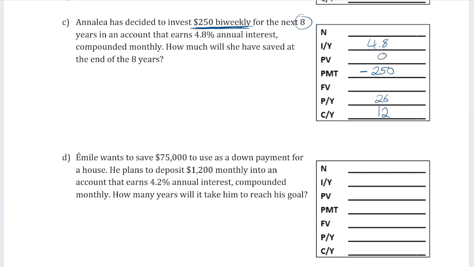So she's starting with nothing. We're finding how much she has at the end. And N is 8 years times 26 times each year, that P over Y. So that's really important. 160 and 48. 208. Make sure I did that right. All right.